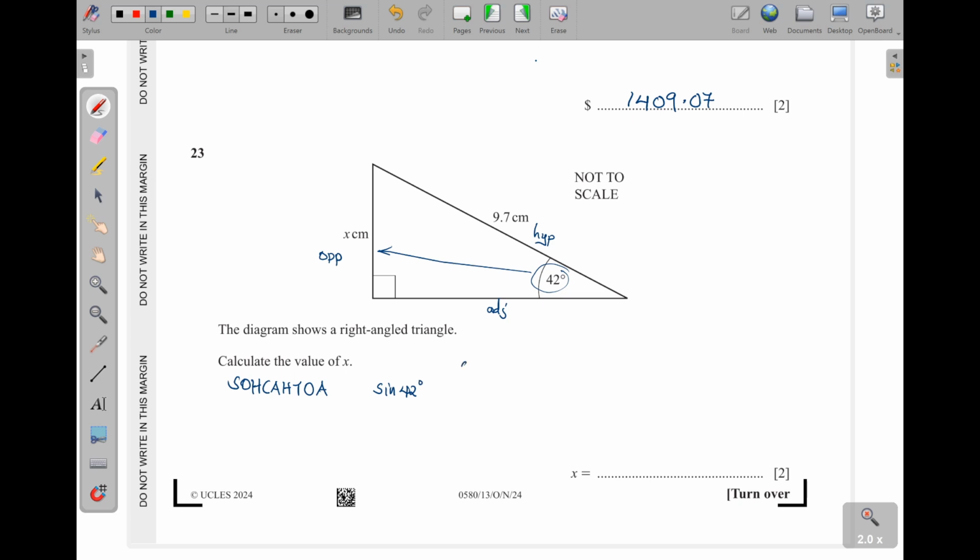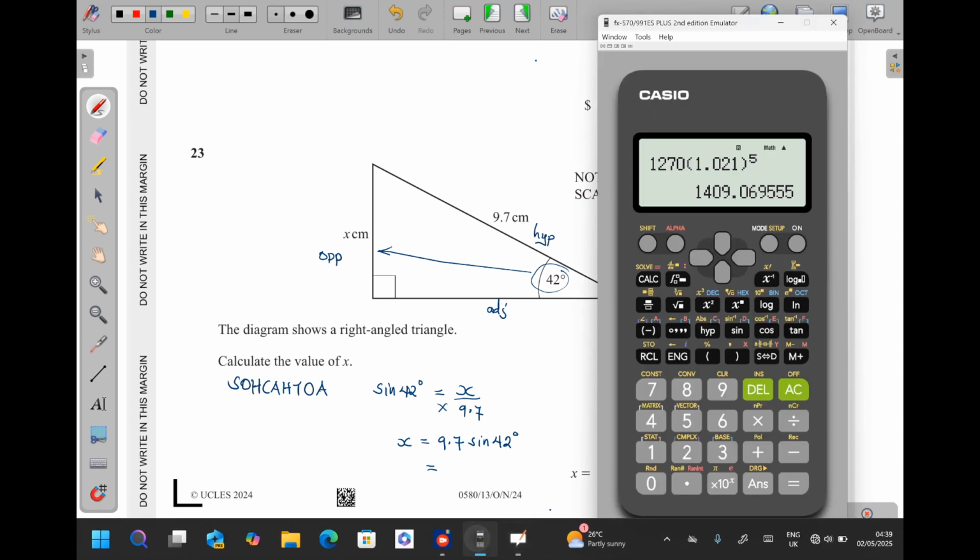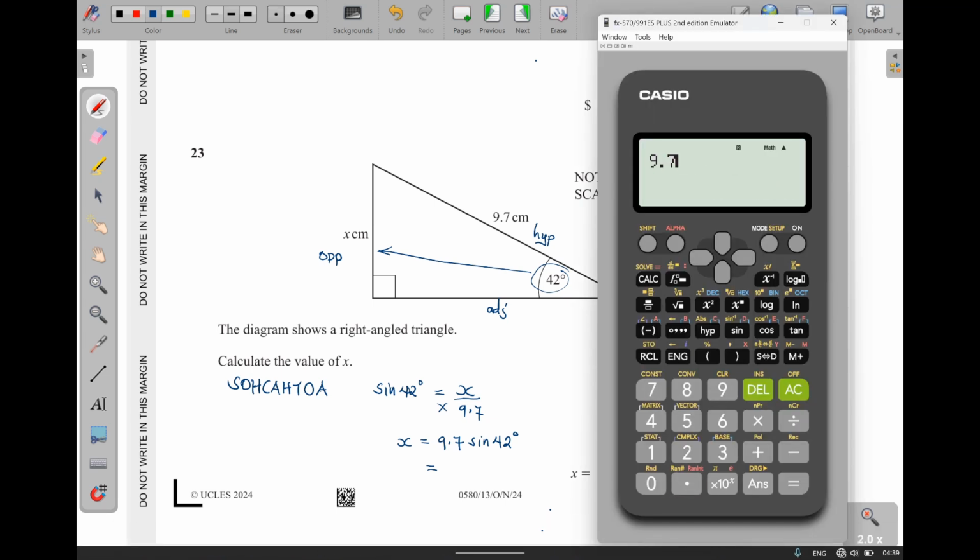You don't just write the word sine is equal to, no. It is a function that must contain an angle within. So sine of 42 is equal to the opposite, which is x, out of the hypotenuse, which is 9.7. When I cross multiply, this x is going to be 9.7, then sine of 42. So I can now put in here 9.7, then sine of 42.